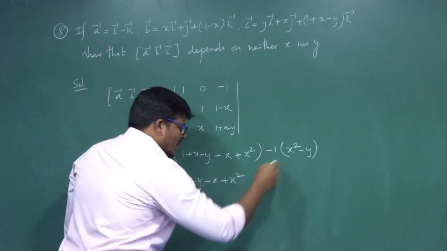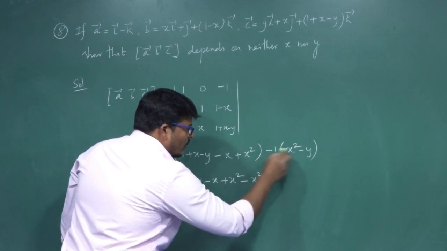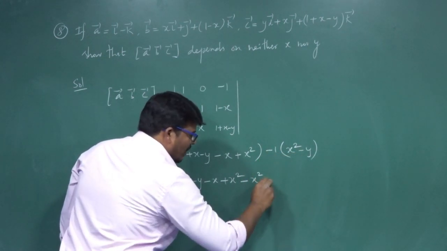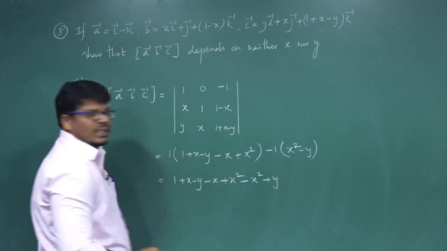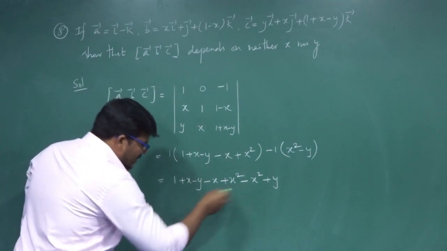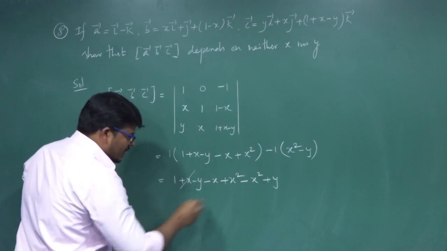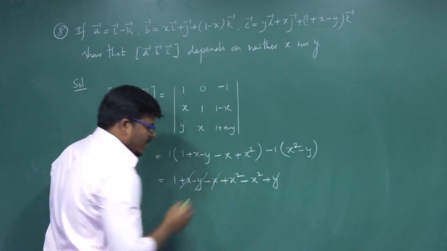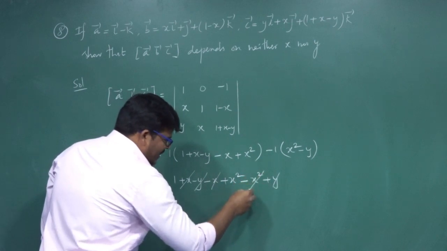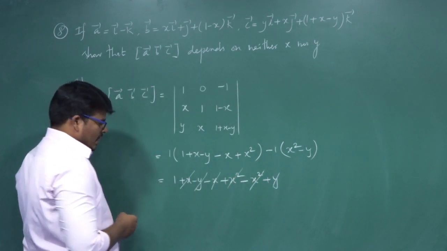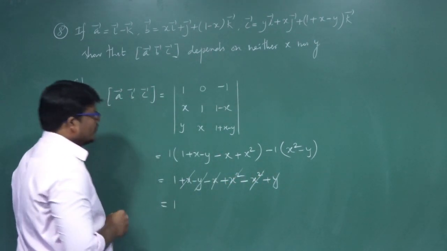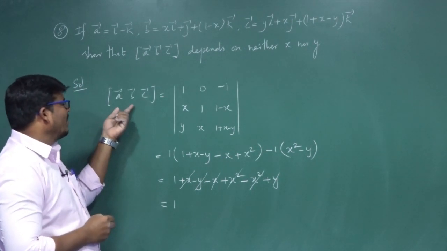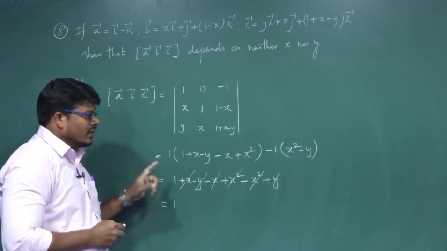Next one, multiply by minus 1: minus x square, 1 into y is y. Now cancel the values: plus x and minus x cancel, minus y plus y cancel, minus x square plus x square cancel, getting the result 1. Then the box product of a vector, b vector, c vector is equal to 1.